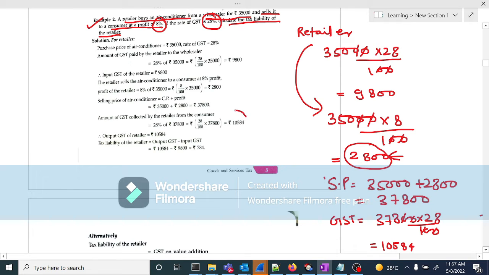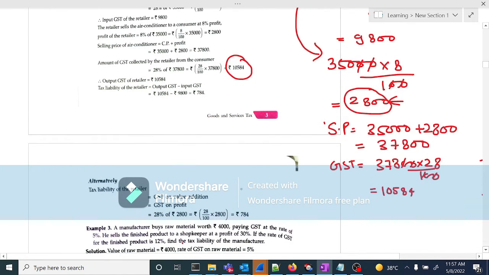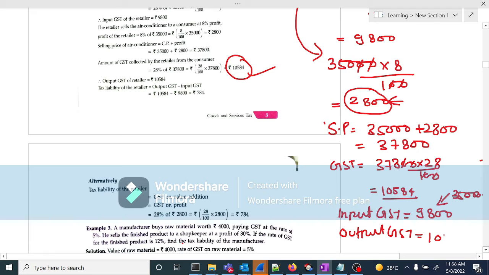10584, if you see here. So actually the input GST that the retailer paid was 9,800, because the cost of the refrigerator was 35,000 rupees. Output GST, what the customer paid, was 10,584. That is the GST the customer paid. Why? Because the selling price increased to 37,800.